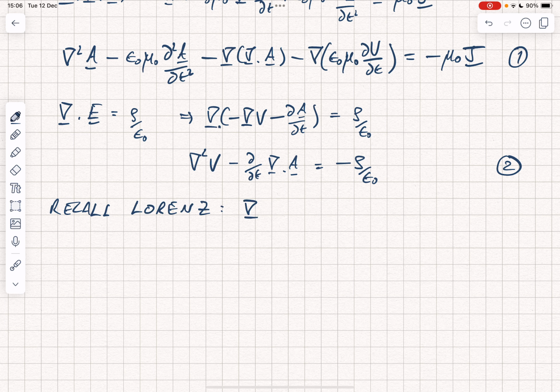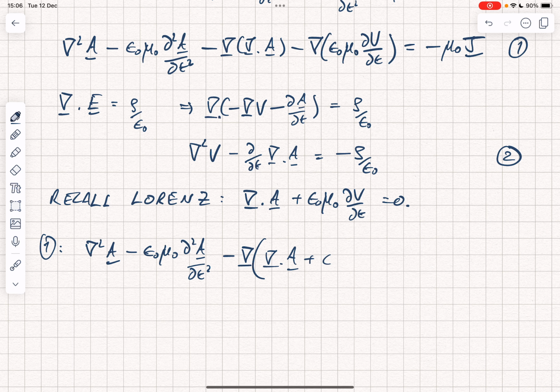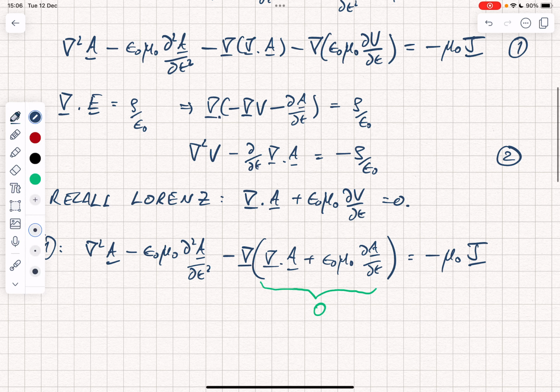We have del squared A minus epsilon naught mu naught d2A by dt squared minus the gradient of div A plus epsilon naught mu naught dV by dt is equal to minus mu naught J. And as I said at the end of the last video, this term here becomes 0 in the Lorenz gauge, and so we get an equation for A, which is simply del squared A minus epsilon naught mu naught d2A by dt squared is equal to minus mu naught J. And we'll give that number 3.